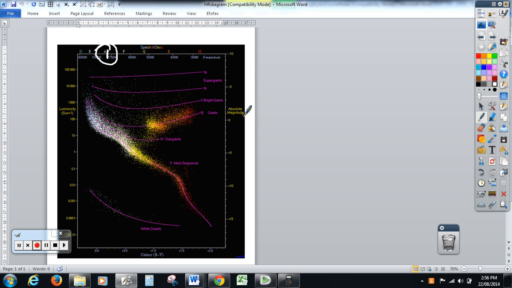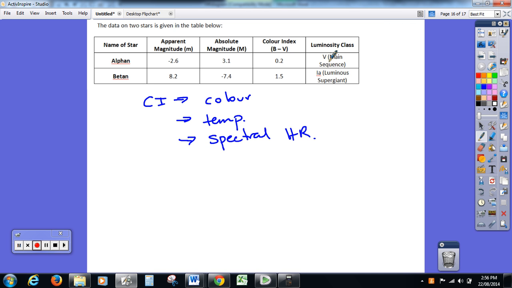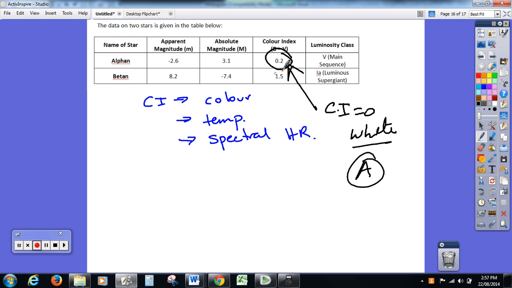Now, we could have interpreted that it's an A-class star straight away. So let's go back and have a look at, what did I say the colour was? The colour was, remembering a colour index of 0 equals white. And we know that a white is an A-class star. So we can be quite sure, just off the top of our heads, to say that that one there is an A-class star.